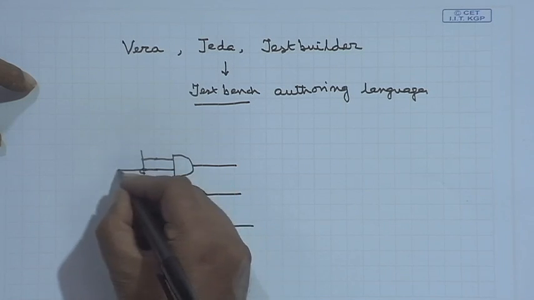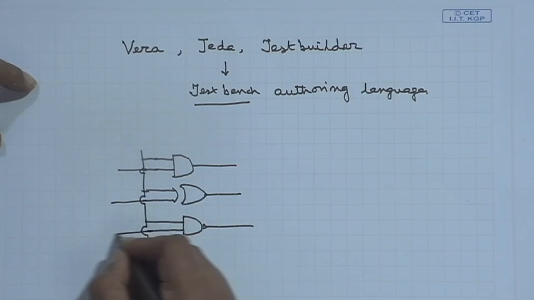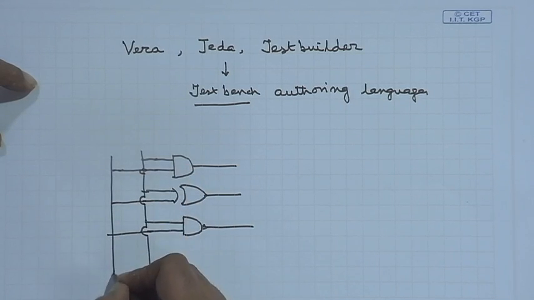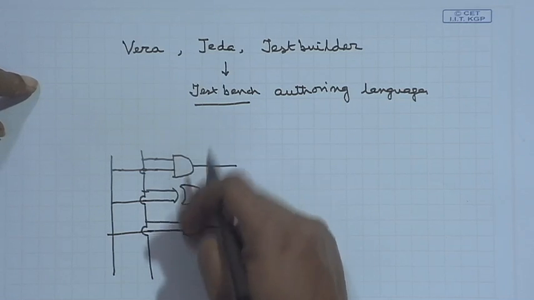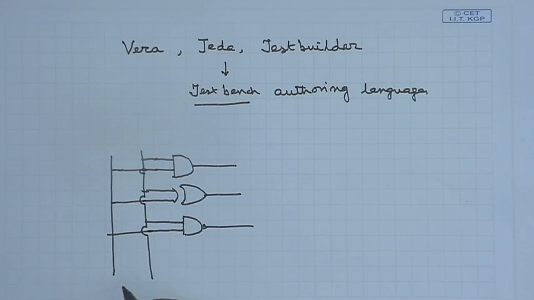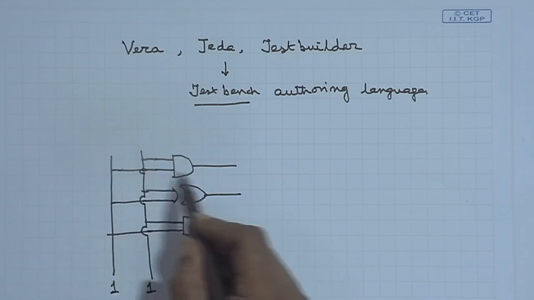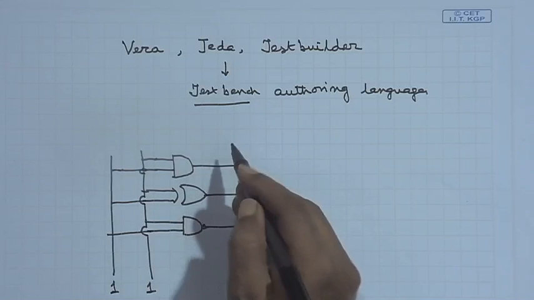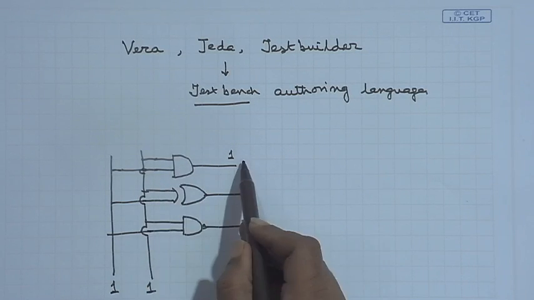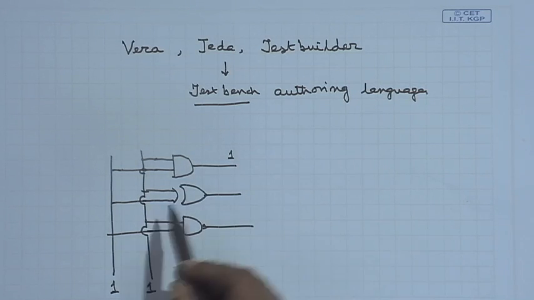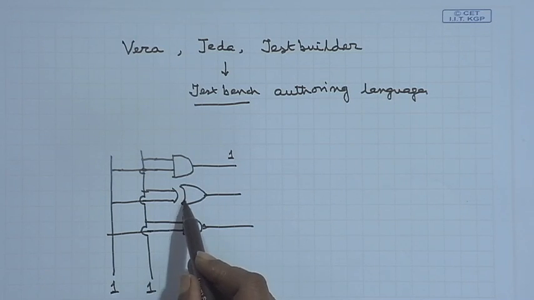So, this is one and this is another. Now, suppose any of these can go bad, any of these gates. If I put 1 1 as the input vector, what will it cover? 1 1 will excite this and I will get a 1 here. So, it is testing whether the AND gate is correct or not.